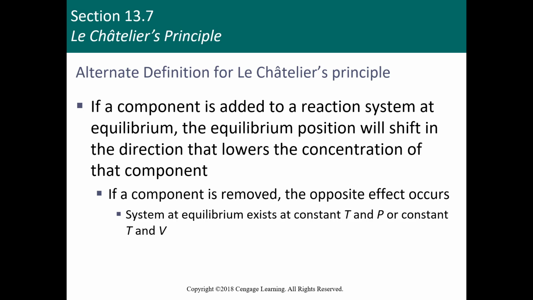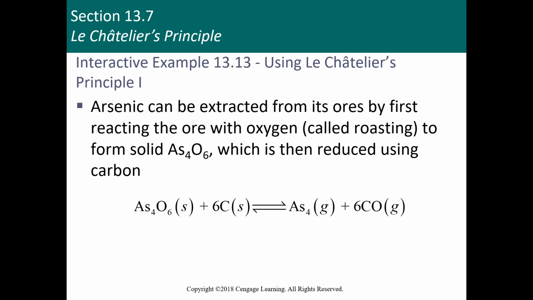Now, we've so far just talked about concentrations. I will get into the others next. If a component is removed, the opposite effect occurs. System equilibrium exists at constant temperature and pressure, or constant temperature and volume. You should keep that in mind. If you change all three factors, that will affect system equilibria in very hard to predict ways.